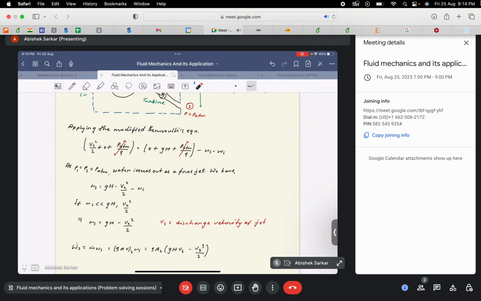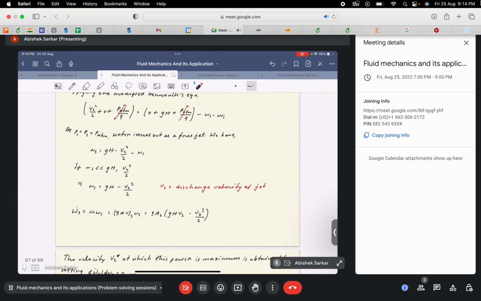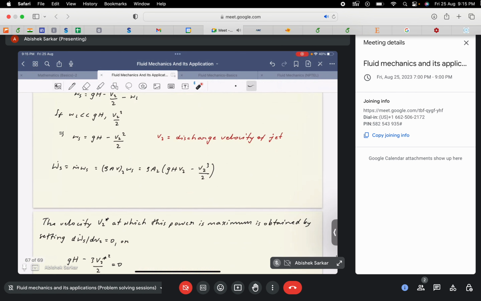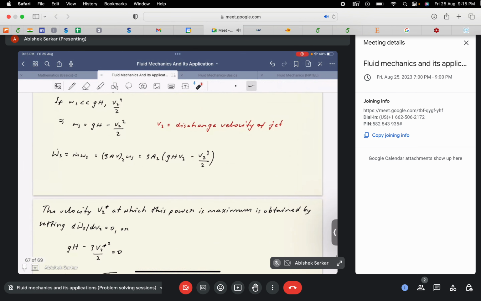So keeping that in mind, if we assume that WL is much lower than gh, and considering the order of magnitude of both the terms in this equation, we can have Ws is equal to gh minus V2 square by 2. Okay, so keeping that in mind, capital Ws would be equal to the mass flow rate into the small ws.